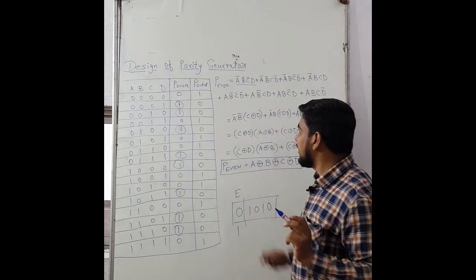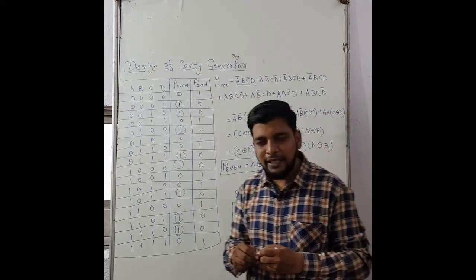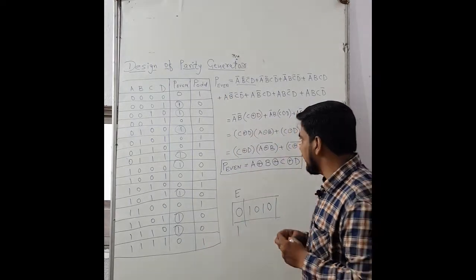In this way, we complete the output expression for P of even. Next we will reduce the expression. How to reduce the expression?